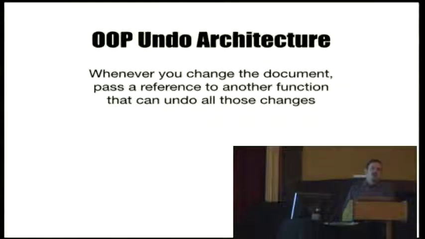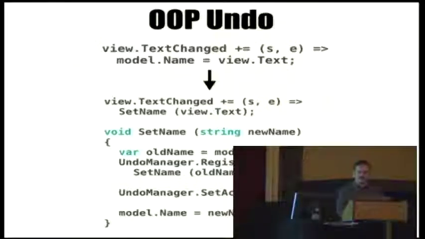If you read all the books on architecture and all that, they tell you how to do undo. Undo is very simple. For every operation you do, register an undo operation. Duh. The problem is, it's easy to say, hard to do in practice. So let's do it in practice.